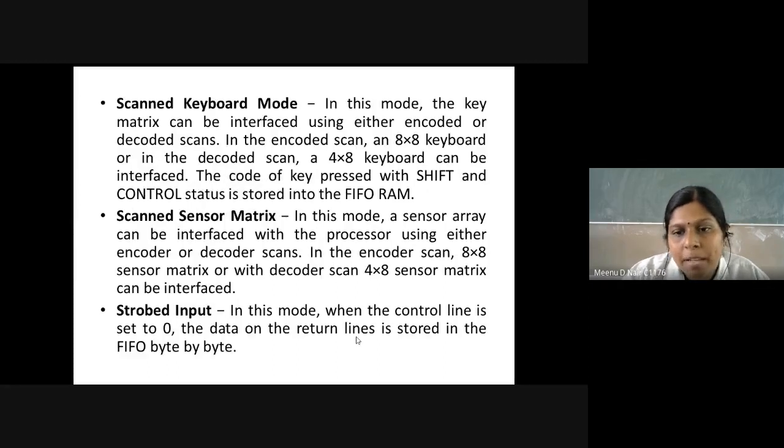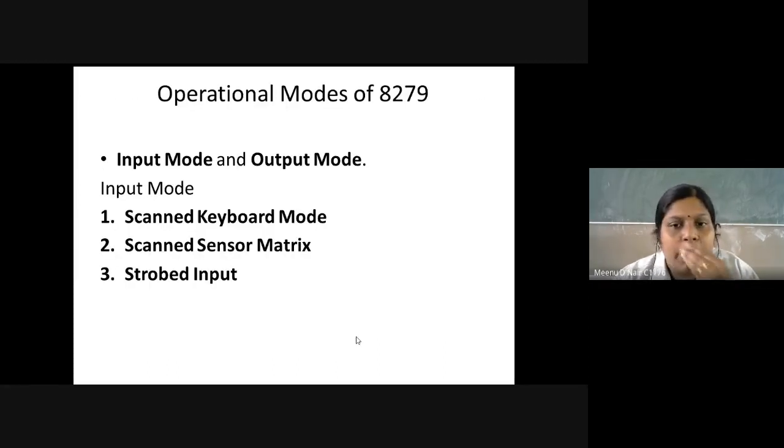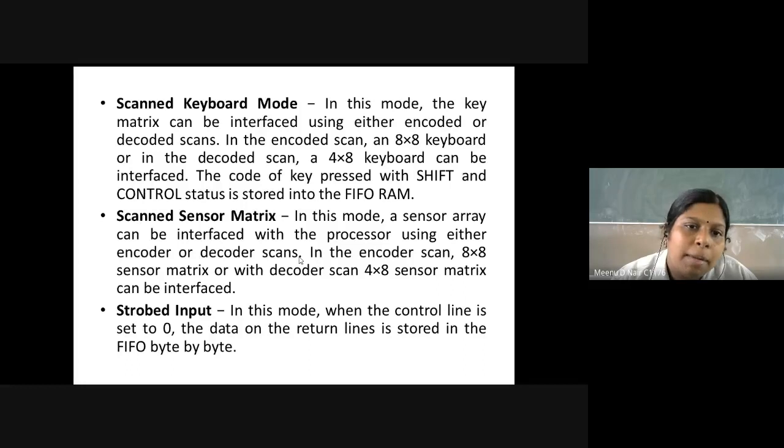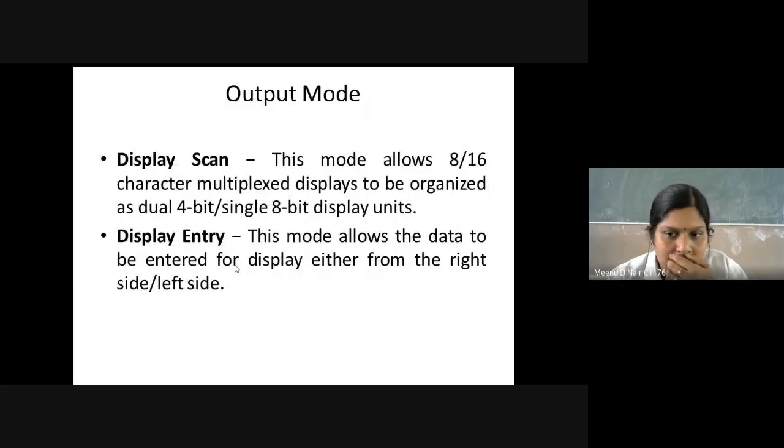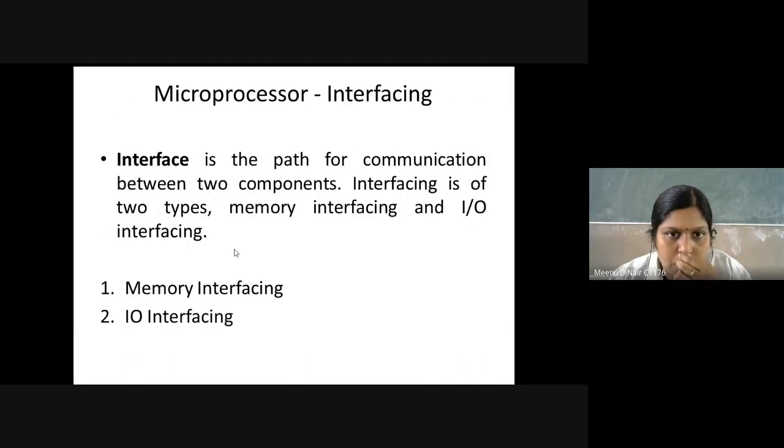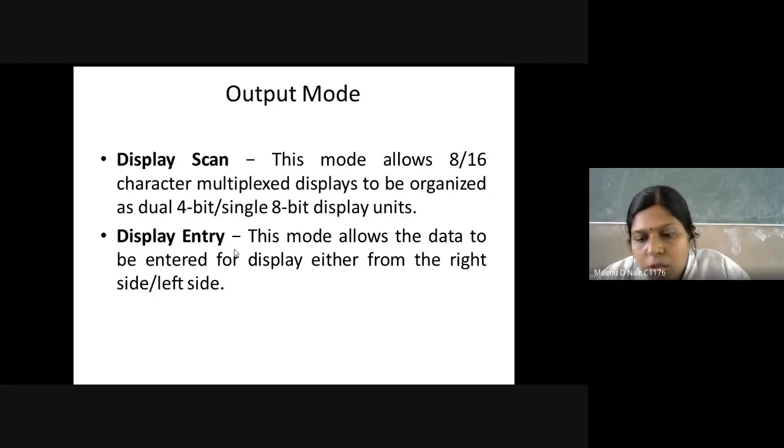So these are the modes of operation: input mode and output mode. Input mode has three modes of operation: scanned keyboard, scanned sensor matrix, and strobed input. These three are the input modes of operation in the 8279. Then output mode is nothing but display scan and display entry. So this is the 8279. Hope you understood about 8279. If you have any doubt, please let me know. Otherwise, we will move to the next topic.